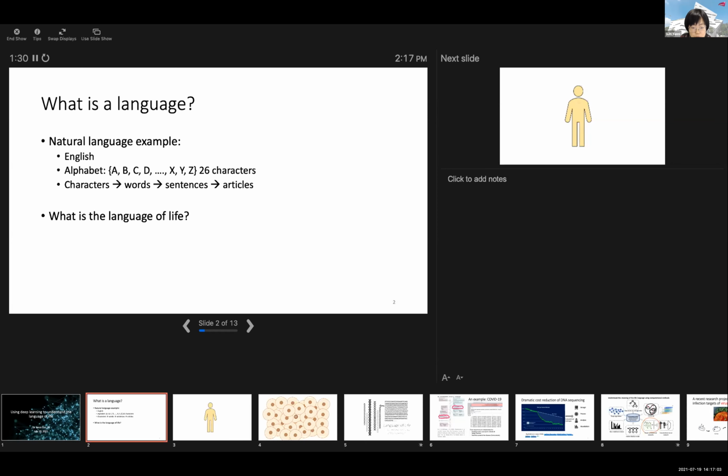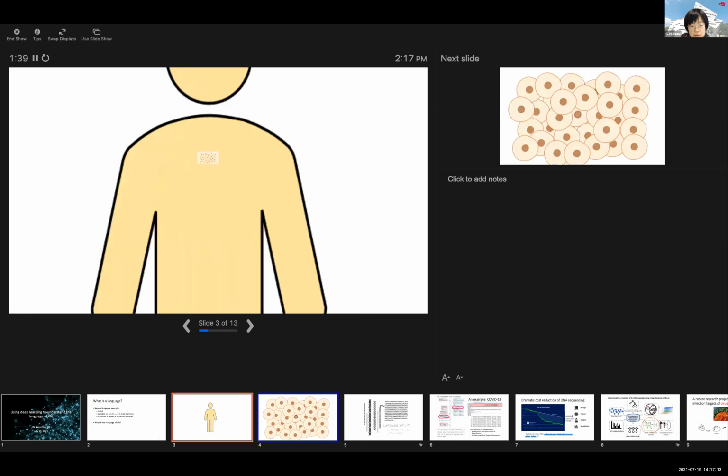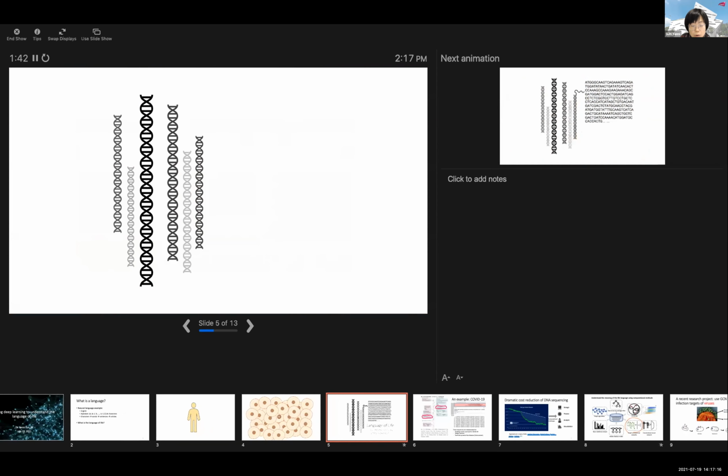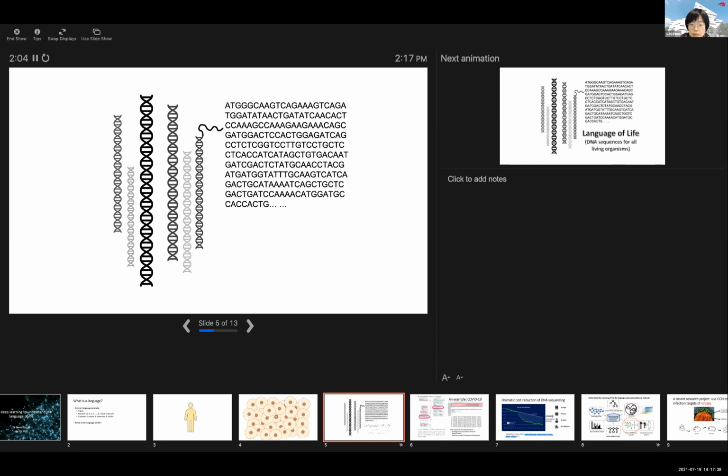So what is the language of life? Let's use the human body as an example. We are made of lots of cells. Inside almost every cell, we have almost the same set of DNA sequences, or genetic material. They form a double helix. But if we stretch this double helix and look at every base in this DNA sequence, that is our language of life. For example, maybe it looks like this.